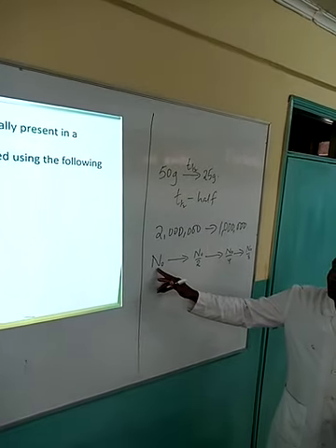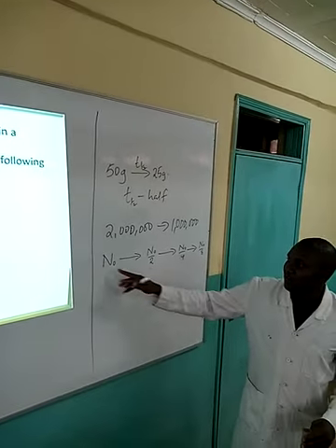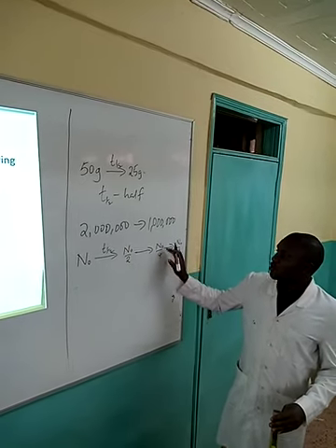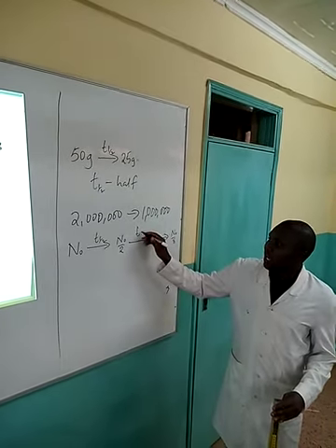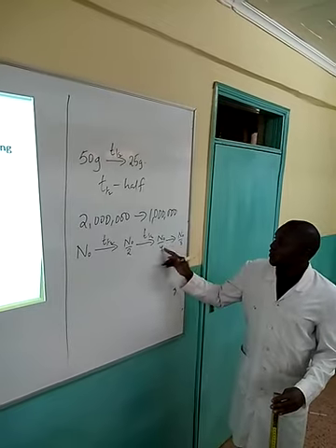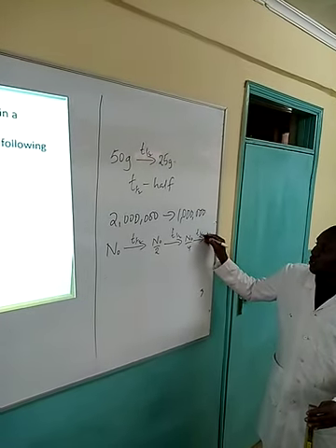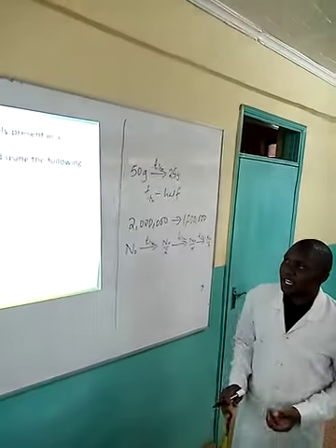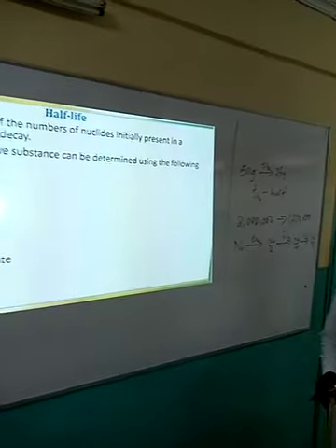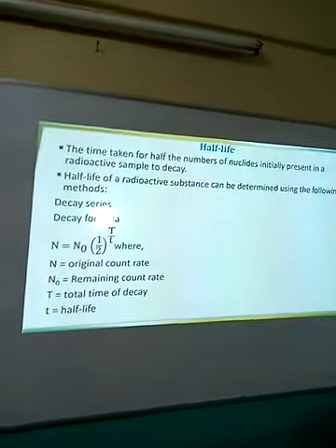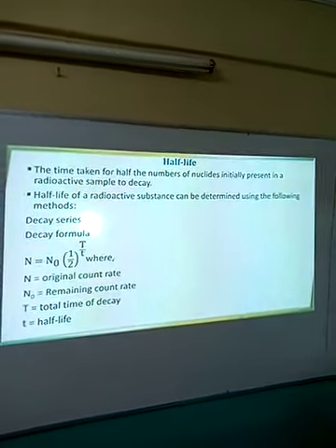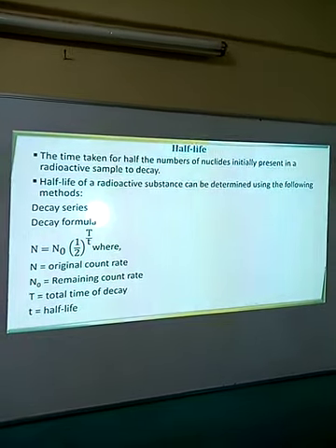So to move from N naught to N naught over 2 is one half-life. From N naught over 2 to N naught over 4 is also a half-life. From N naught over 4 to N naught over 8 is also one half-life. This half-life can be in seconds, minutes, days, years, and so on. So it is time, and it can be in any of the units of time.